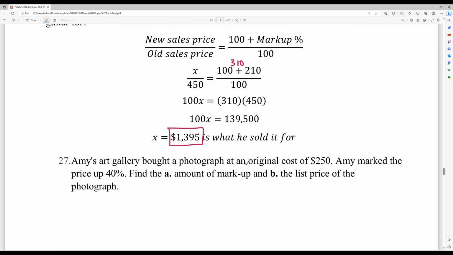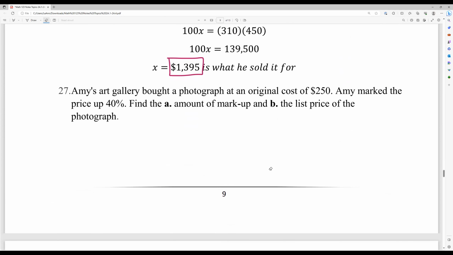So we did one together. Let's do this next one. So this one actually is asking us to do it the 2-part way. And then I'm going to show you how we can also get part B using just the shortcut formula. So notice this first part, part A, says, let's just find the amount of the markup. Then we're going to find the list price. So this will be their sales price.